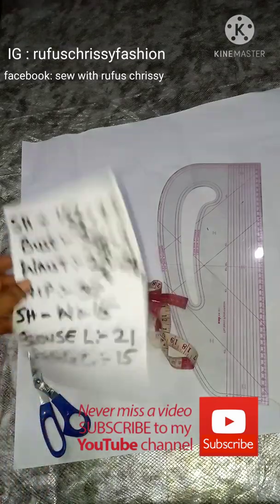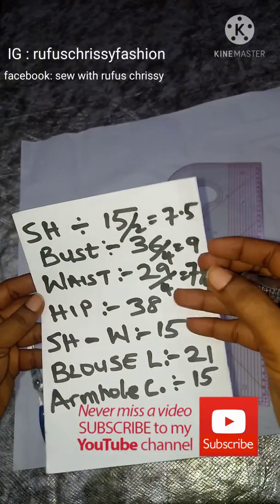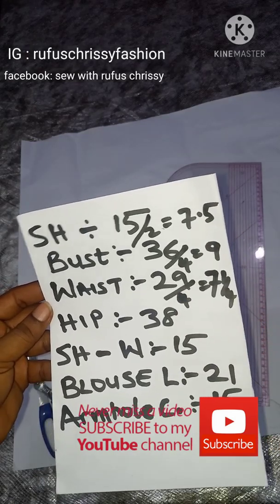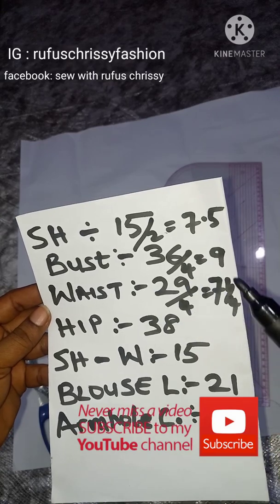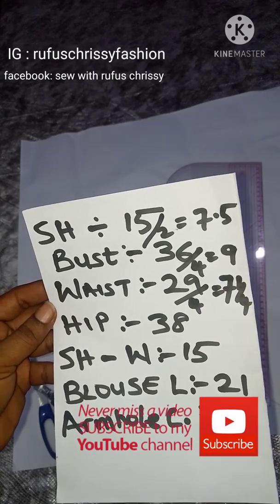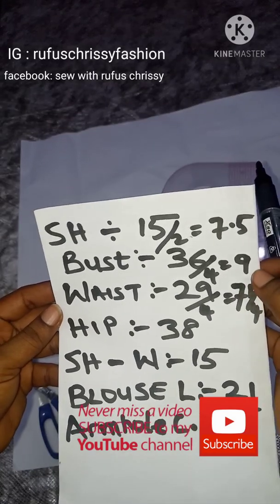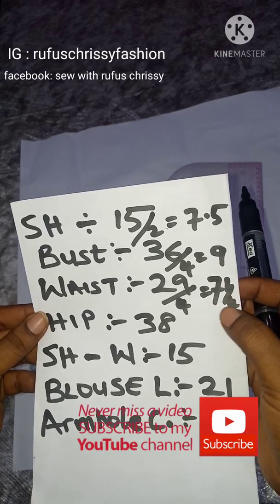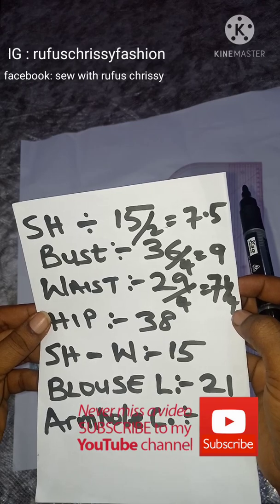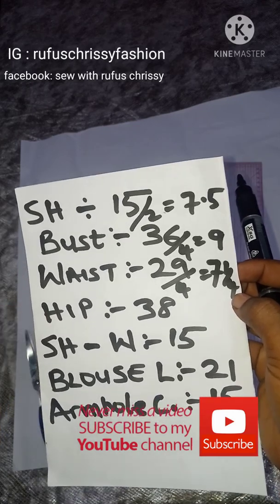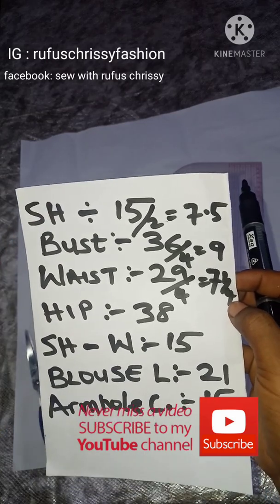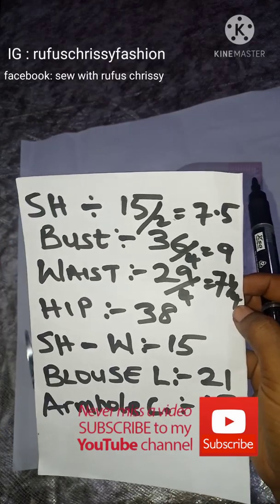Now, my shoulder to shoulder measurement, which is 15 divided by 2, will give me 7.5. And the bust divided by 4, which is 36 divided by 4, will give me 9 inches. Waist measurement, which is 29 divided by 4, will give me 7.25. Now, the first thing I have to input here is my shoulder measurements.